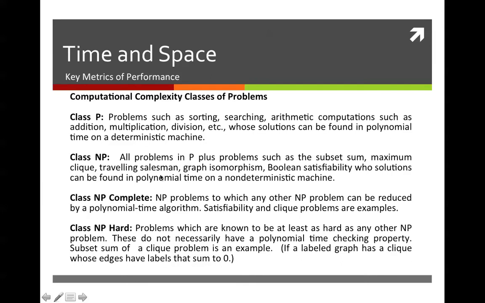Another problem class is called NP complete. This is the class of problems to which any other NP problem can be reduced by a polynomial time algorithm. In other words, you can set up the equivalence between a problem in NP and an NP complete problem by way of a polynomial time reduction. Satisfiability and graph clique problems are examples. A maximum clique problem, for example, is to find in a graph the maximum complete graph, meaning a graph in which any two vertices are connected by an edge.